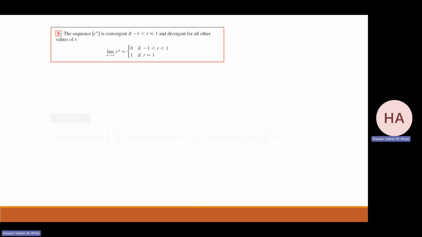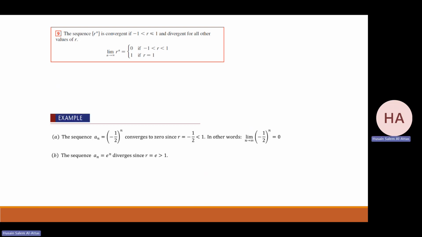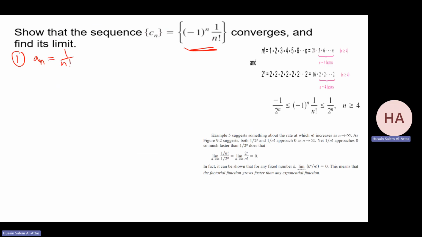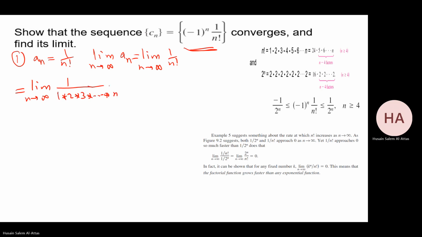I check a_n, which is 1 over n factorial. What is the limit for n goes to infinity of a_n? It will be the limit as n goes to infinity of 1 over n factorial, which is 1 over 1 times 2 times 3 up to n. That will be infinity, times numbers, who cares? So infinity times the number will be infinity. So the answer is 0.